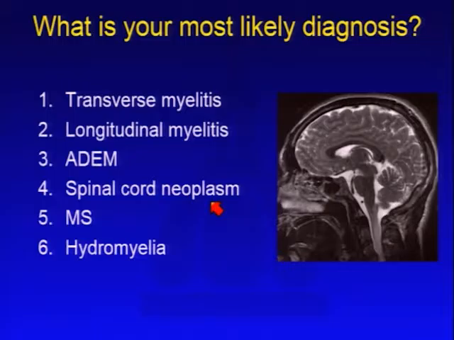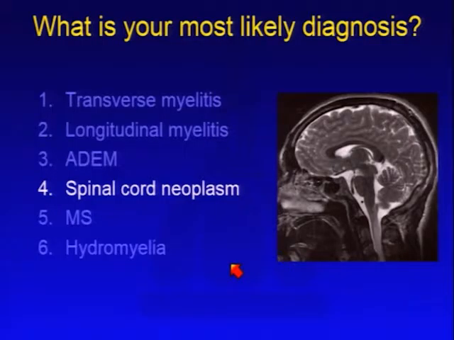Cystadenomas of the epididymis, pancreatic cysts, headaches, and we're talking about tumor and tumor-like lesions. Would this be transverse or longitudinal myelitis? I'm going to show you that. Most likely not. ADEM could be. Could this be a spinal cord neoplasm? Of course it could be. If you put all the small pieces of the puzzle together, MS, most likely not. Hydromyelia, no. This was a spinal cord neoplasm, or that's what we thought.